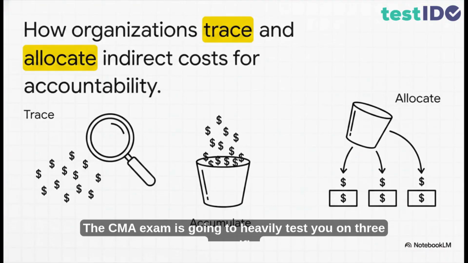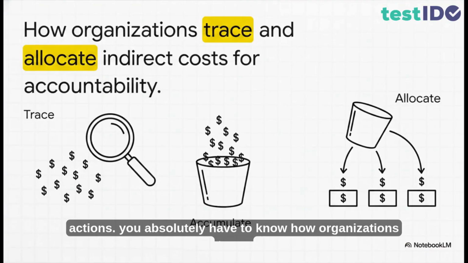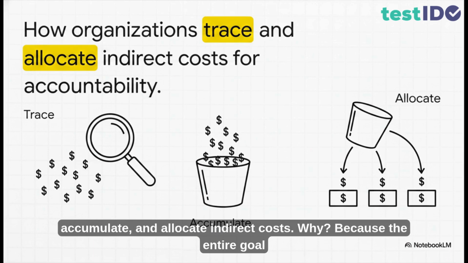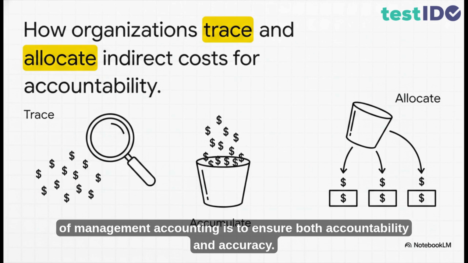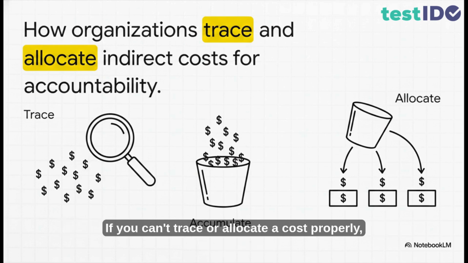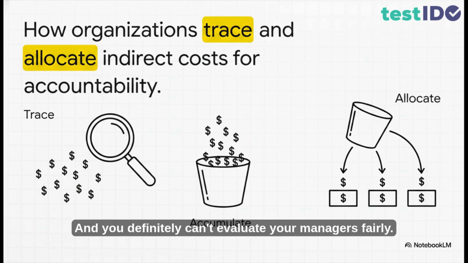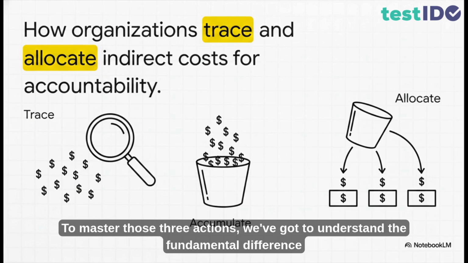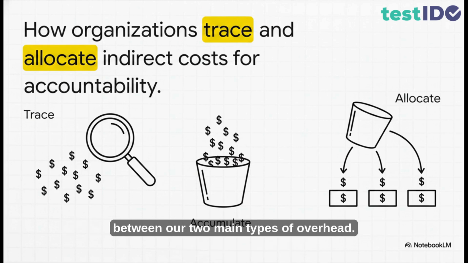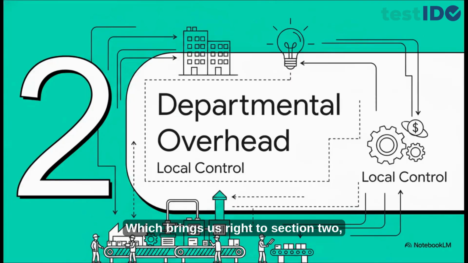The CMA exam is going to heavily test you on 3 specific actions. You absolutely have to know how organizations trace, accumulate, and allocate indirect costs. Why? Because the entire goal of management accounting is to ensure both accountability and accuracy. If you can't trace or allocate a cost properly, you literally can't accurately price your product, and you definitely can't evaluate your managers fairly. To master those 3 actions, we've got to understand the fundamental difference between our 2 main types of overhead. Which brings us right to Section 2, departmental overhead and local control.